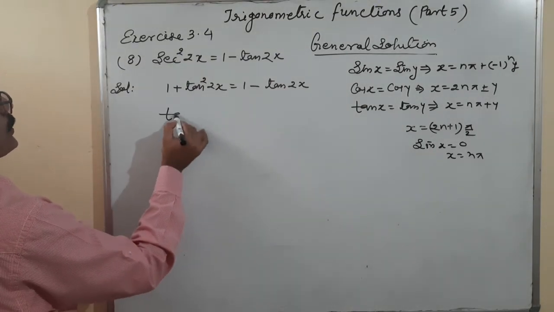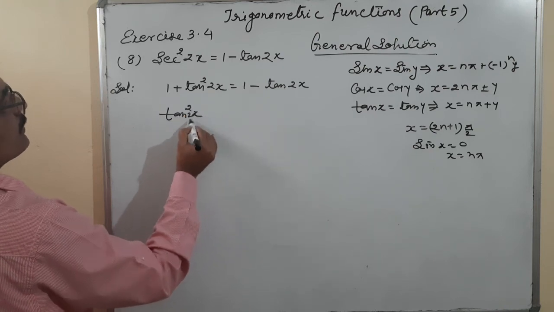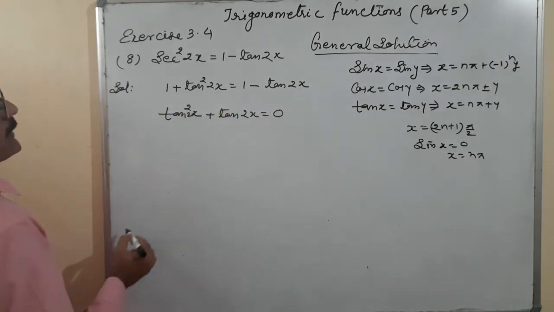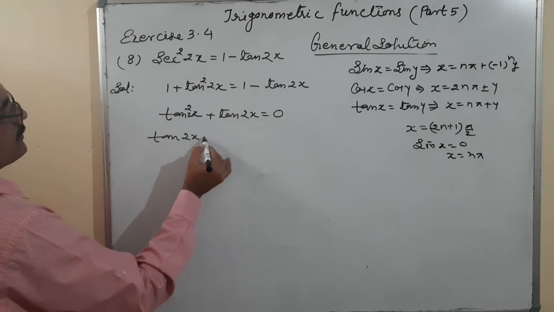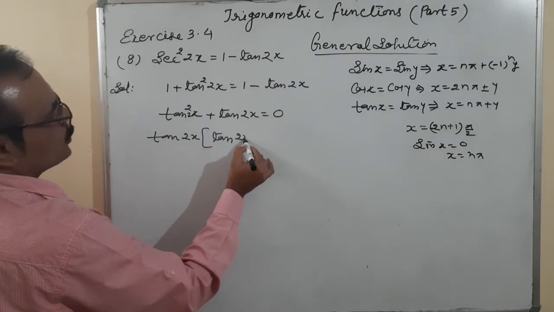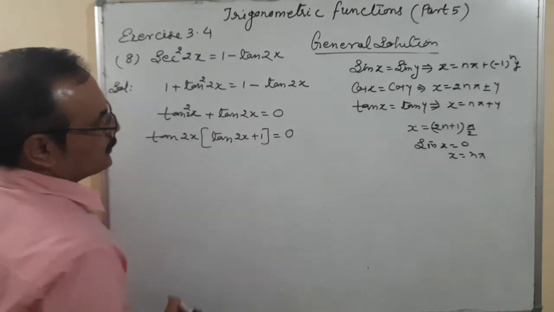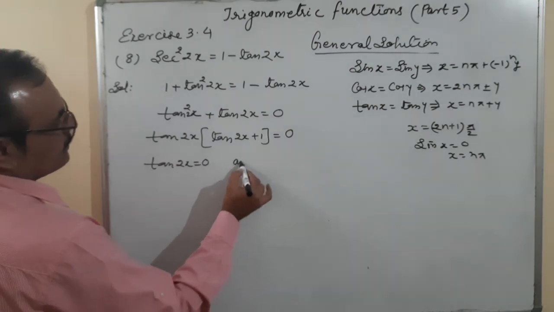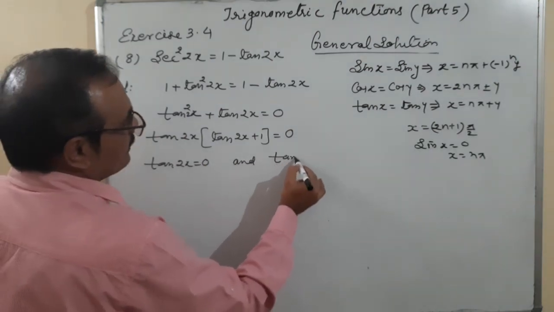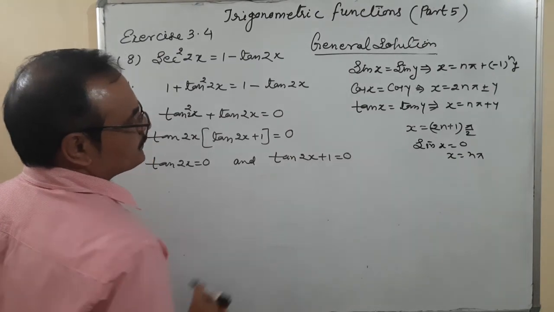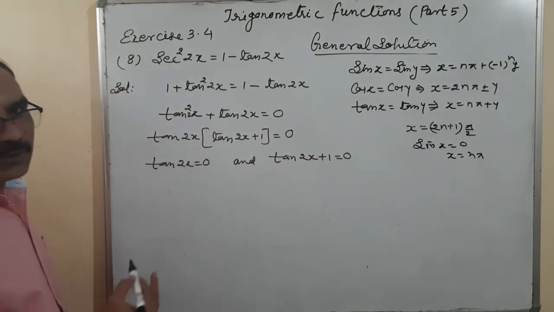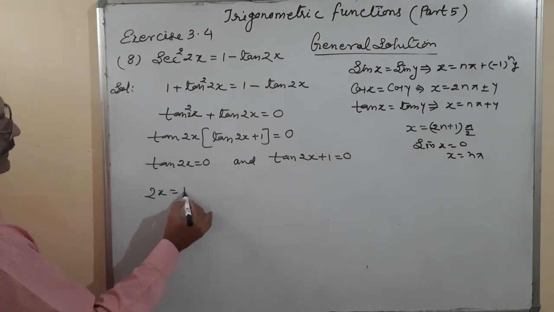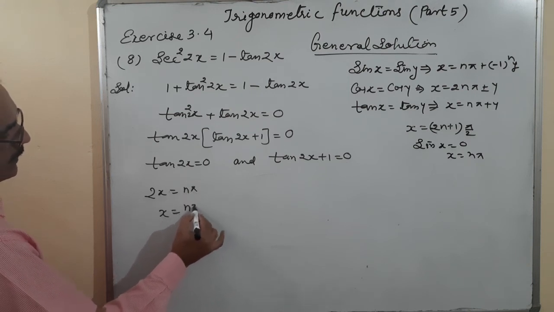1 and 1 cancel. Tan square 2x plus tan 2x is equal to 0. I can take tan 2x common: tan 2x into tan 2x plus 1 is equal to 0. So tan 2x is equal to 0, or tan 2x plus 1 is equal to 0. Since tan 2x is equal to 0, same as sin x is equal to 0, x is n pi, so 2x is equal to n pi. Therefore, x is equal to n pi by 2.